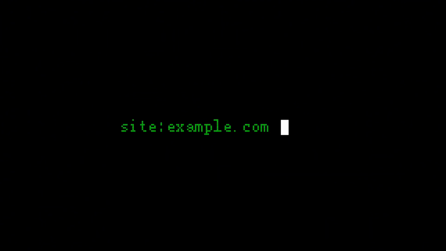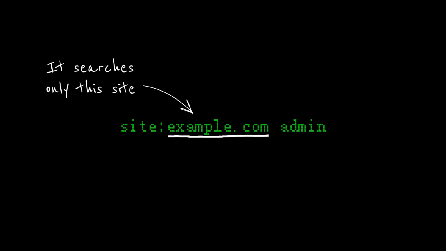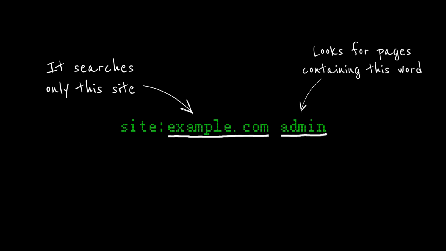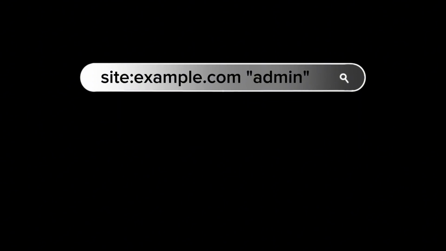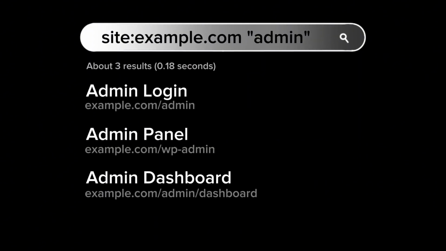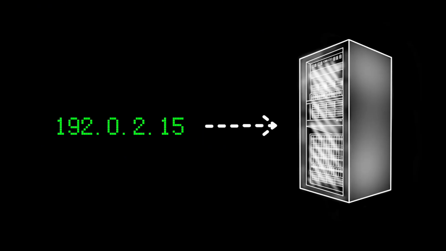This is another example. It searches only this site, looks for pages containing this word, and more than one word needs quotes around it. This often reveals login pages or admin portals. If the site is secure, it returns nothing, but if anything was indexed by mistake, Google will bring it up. There are a lot more methods than these three, and most of them only work after you already know who the target is. Knowing the IP just tells you where the server is, so you can send packets to it and check which ports are open.